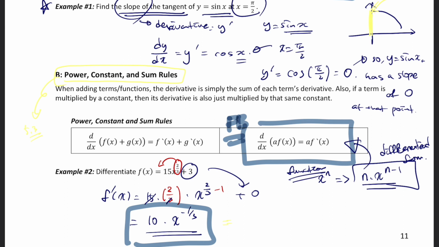Remember that IB doesn't like their answers to have radicals in the denominator. So this is our final answer. Okay.